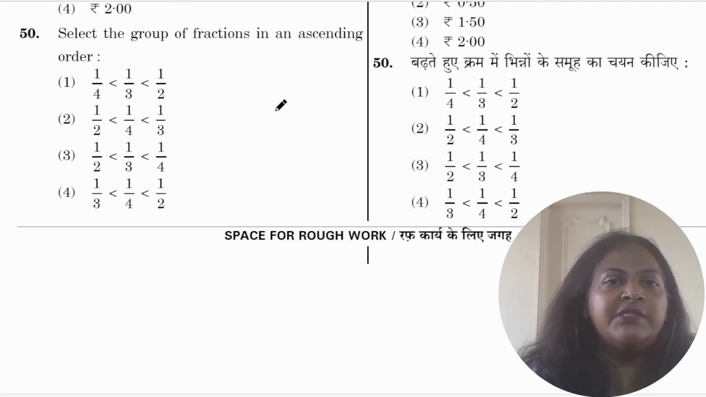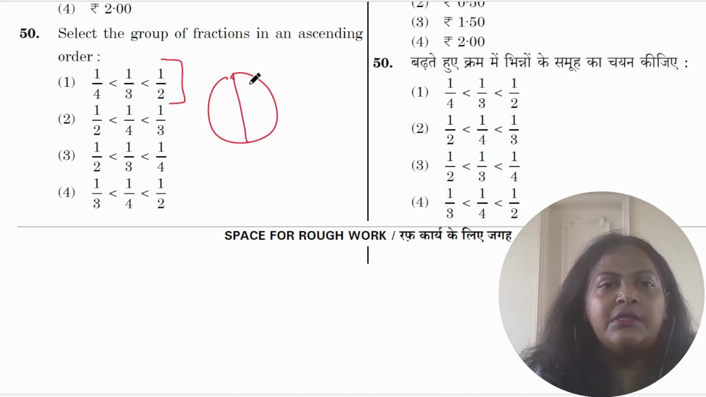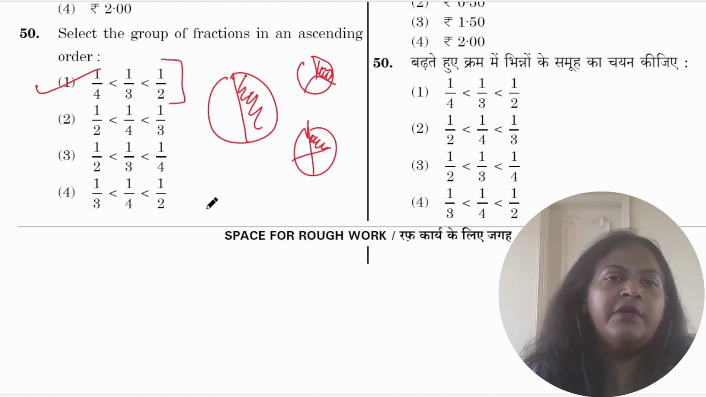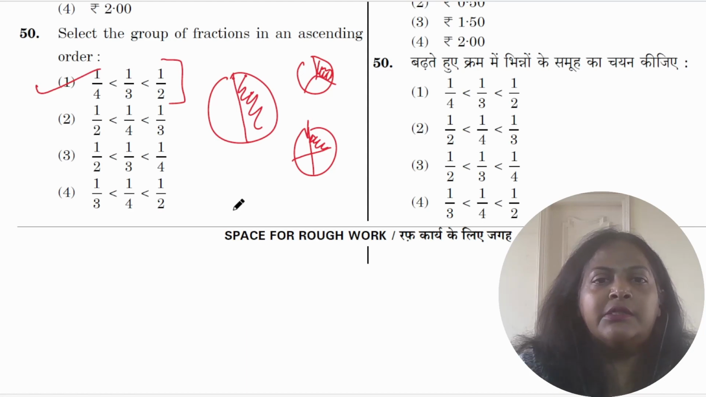Select the group of fractions in ascending order. So you want from the smallest to the largest. When the numerator is the same, the one with the smaller denominator has the higher value. Even otherwise, you can think in a circle. This will be bigger, this is half, whereas this is 1/3. This will be second, and 1/4 will be the smallest. So 1/4, 1/3, and half, ascending order. Question number 50, we have option 1 as the correct answer.